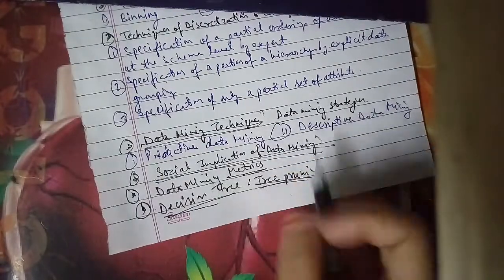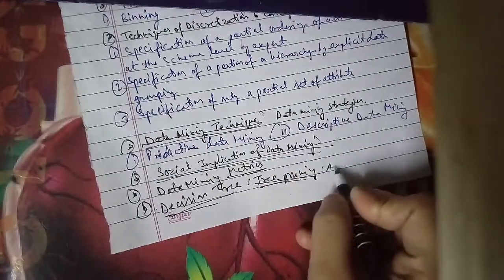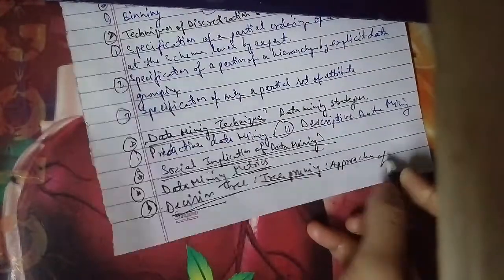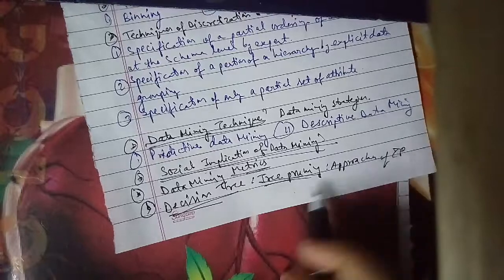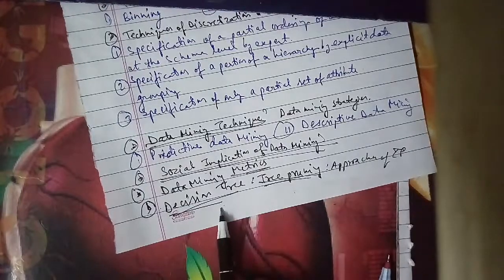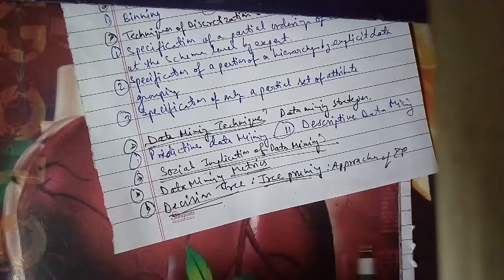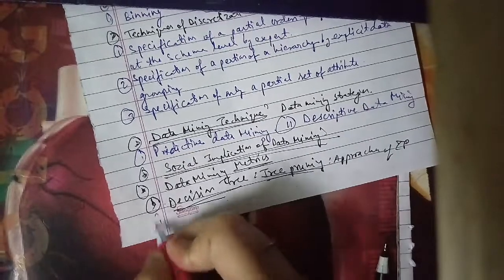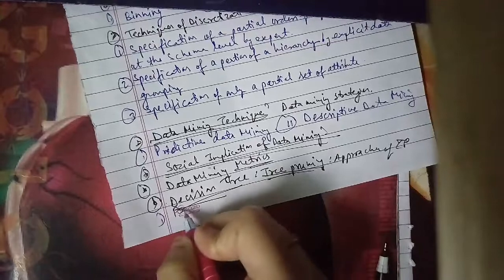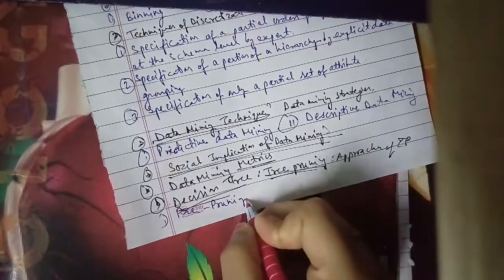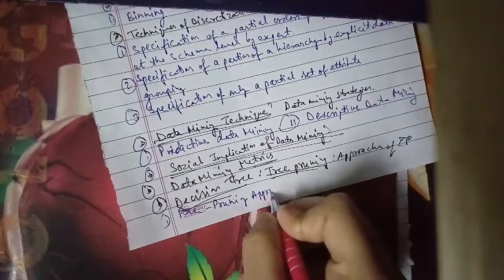In the pre-pruning approach, the tree is pruned by halting its construction early. Upon halting, the node becomes a leaf, and the leaf may hold the most frequent class among the subset samples or the probability distribution of those samples as well. The second one is post-pruning. This is a pre-pruning approach, and this is your post-pruning.